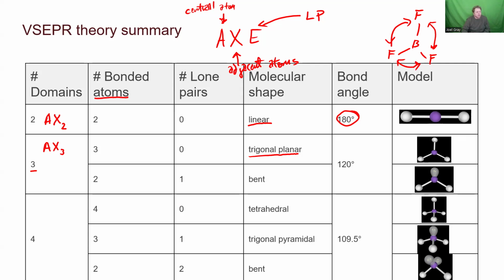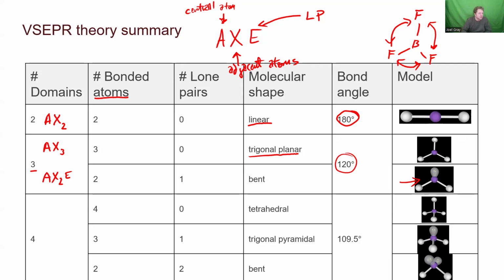Okay. Now, the next example would be AX2E. Look to our number of bonded atoms, 2. E indicates that we have at least 1 lone pair of electrons. This is an example of a bent molecule. And you can see right here what that looks like. The farthest that these atoms can be away from one another, or that these electrons can be from one another, is 120 degrees.